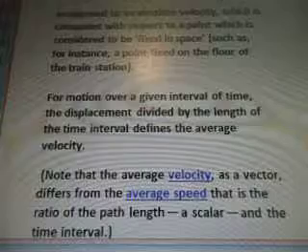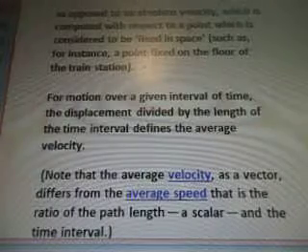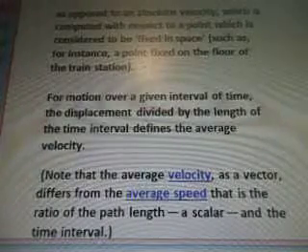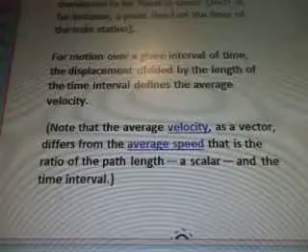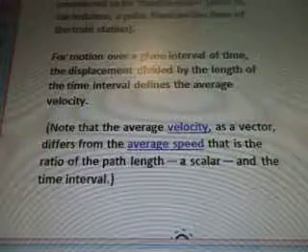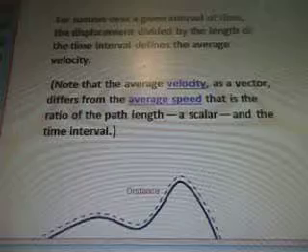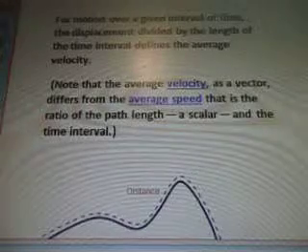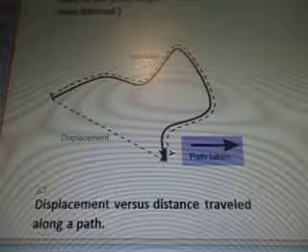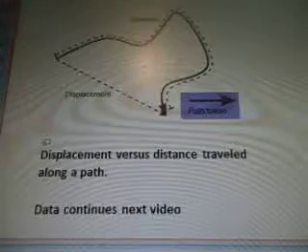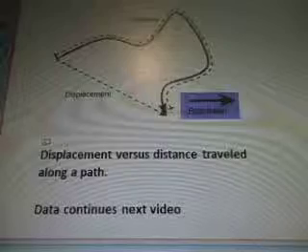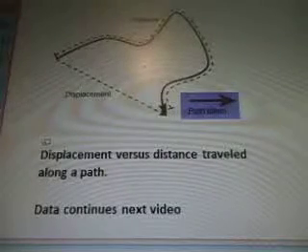For motion over a given interval of time, the displacement divided by the length of the time interval defines the average velocity. Note that the average velocity as a vector differs from the average speed, that is, the ratio of the path length, a scalar, and the time interval. And here's the diagram again, showing displacements with distance and path taken. Displacement versus distance traveled along a path, and the data will continue in the next video.